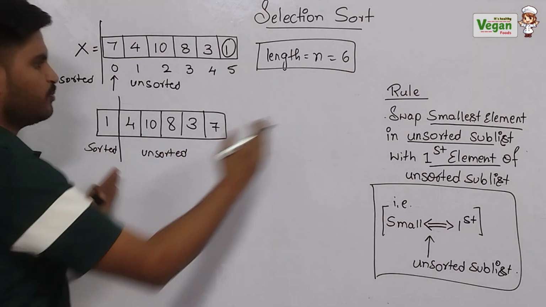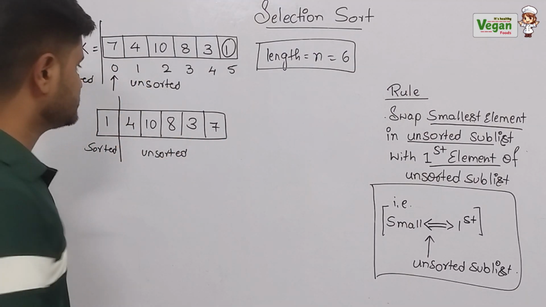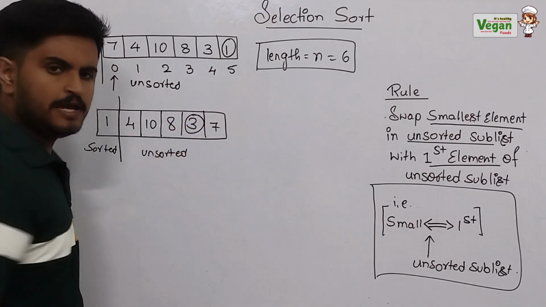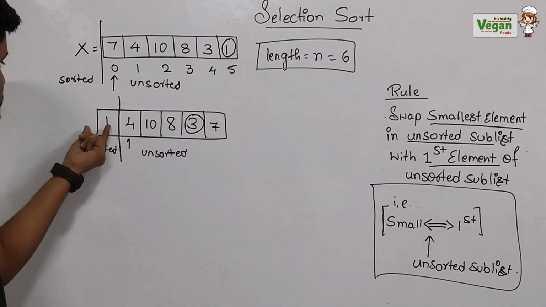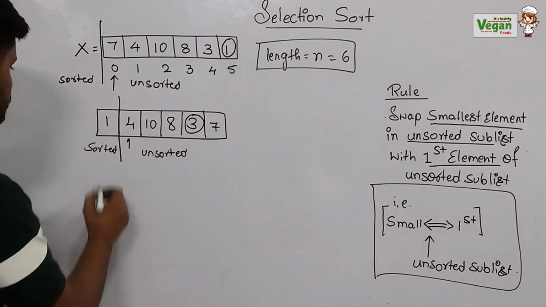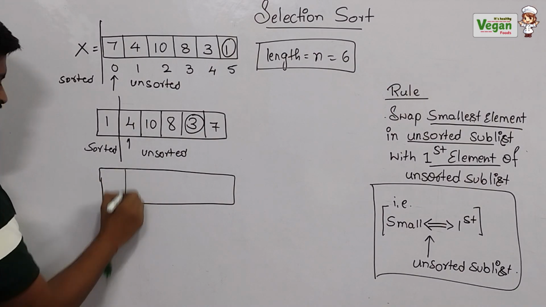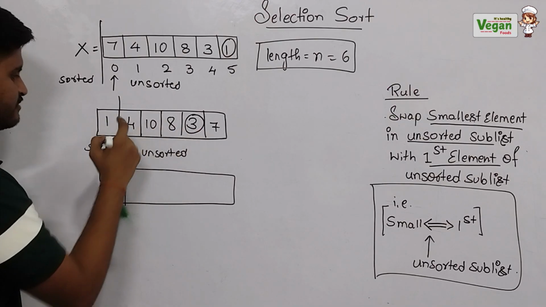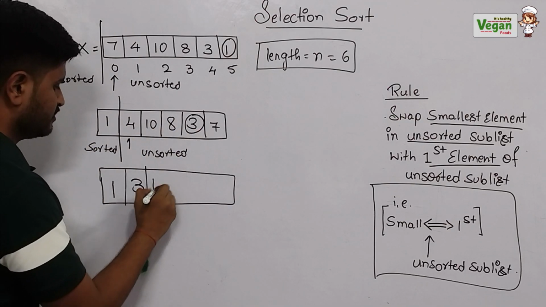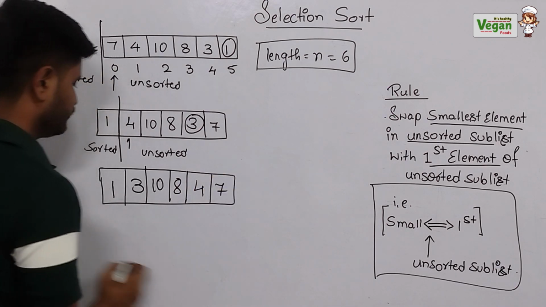Now again apply the same rule. Find the smallest element in the unsorted sublist. The smallest element is 3 and the first element in the unsorted sublist is 4. Here 1 went to the sorted sublist. Now swap the first element and the smallest element. So 1 will remain as it is. Next, 4 will go to 3's place and 3 will come to 4's place: 3, 10, 8, 4 and 7.